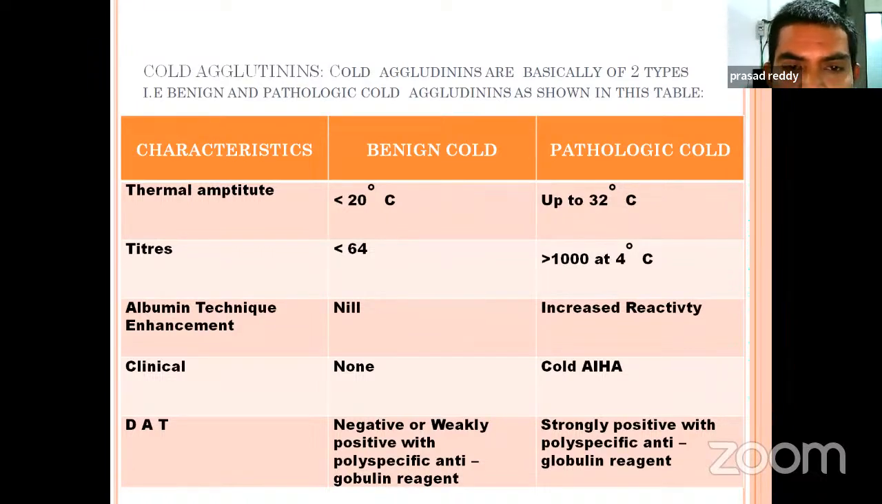And titers: we can find benign cold autoantibodies less than 64, and pathologic cold antibodies more than 1000 dilution at 4 degrees Celsius. Next, testing techniques: we can use albumin, enzyme technique. In benign cold antibodies we cannot find anything, but in pathologic cold antibodies we can find increased reactivity. Clinical signs: benign cold antibodies, nothing will be there, but pathologic cold antibodies can be found in autoimmune hemolytic anemia.